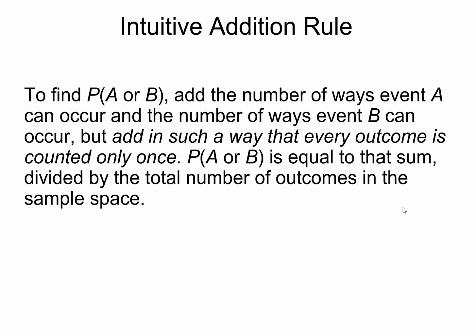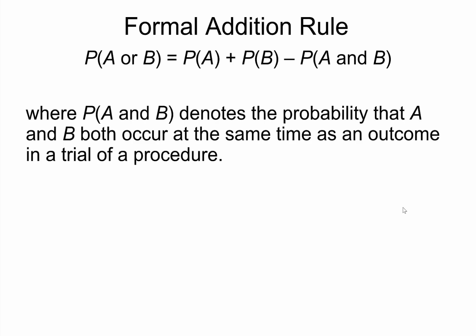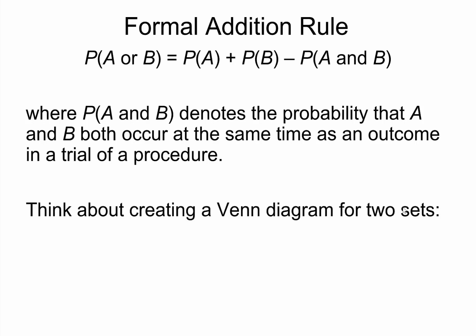To find the probability of A or B, add the number of ways that event A can occur and the number of ways that B can occur, but in such a way that every outcome is counted only once. The probability of A or B is equal to that sum divided by the total number of outcomes in the sample space. Here's the formal addition rule. Probability of A or B equals probability of A plus probability of B minus the probability of A and B, where probability of A and B denotes the probability that events A and B both occur at the same time as an outcome in a trial of a procedure.